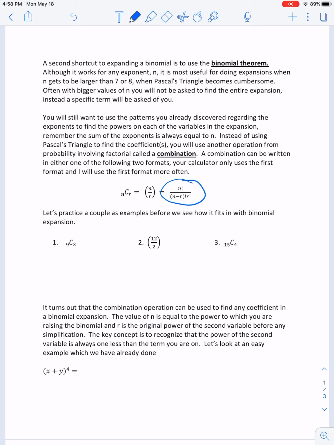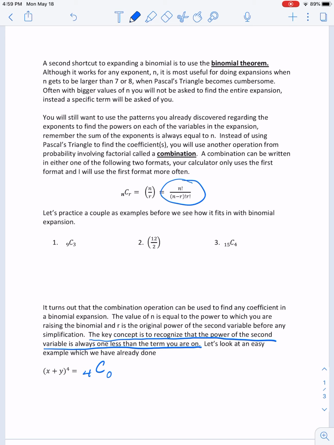I think the easiest thing to do is just use N as being the power of the binomial that you're expanding to, and then have R be the power of the second variable. And that's kind of the key concept that I'm saying right here. The key concept is to recognize that the power of the second variable is always 1 less than the term you're on. So if I'm doing the first term, for example, my coefficient would be 4 choose 0 because I'm on the first term, so the second variable is going to have a 0 power.